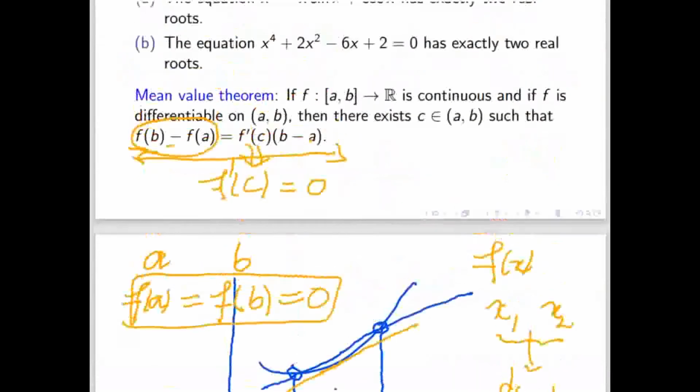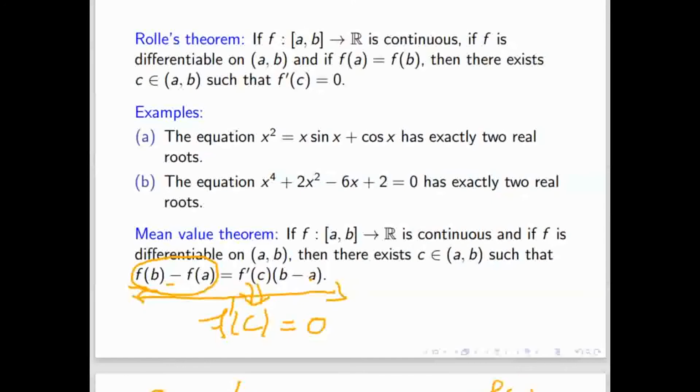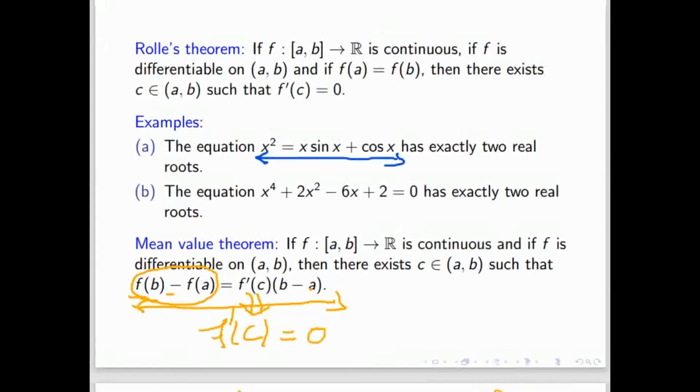So now we'll do this example. We'll show that this has exactly 2 real roots. So first we'll show by the intermediate value property that it has 2 roots. So just tell me 2 points where it is positive and negative. Based on that, it has a root. Give me 2 points where the function is positive at one point and negative at another. 0 and pi.